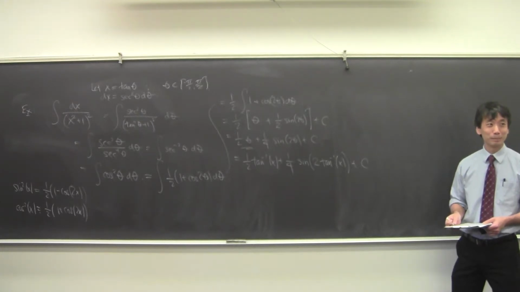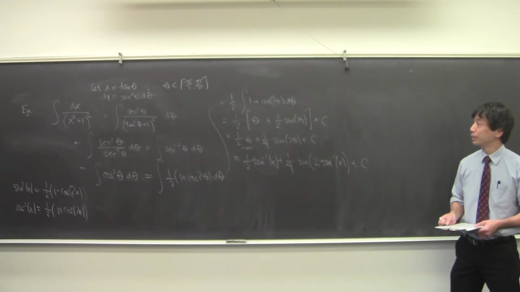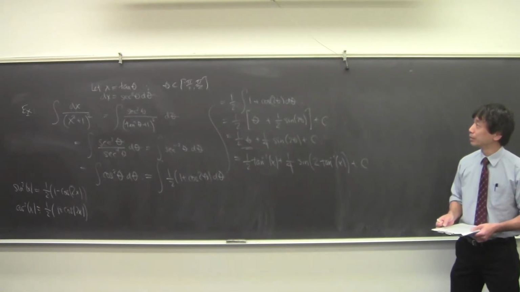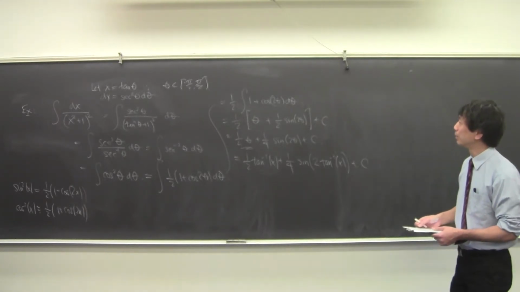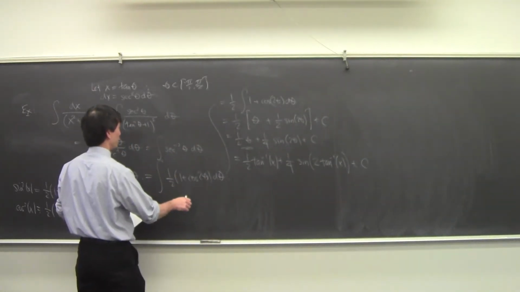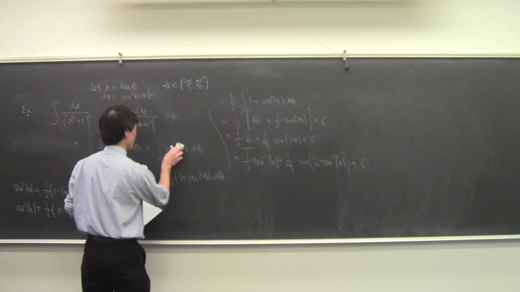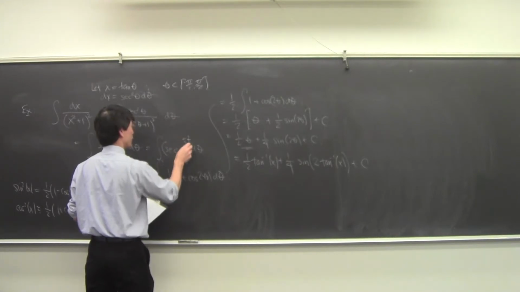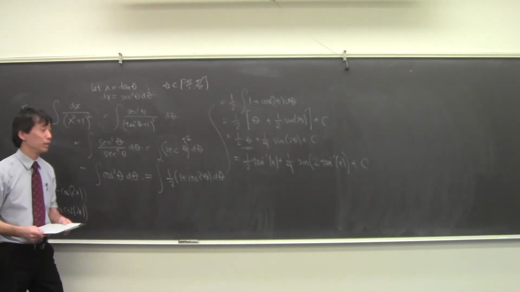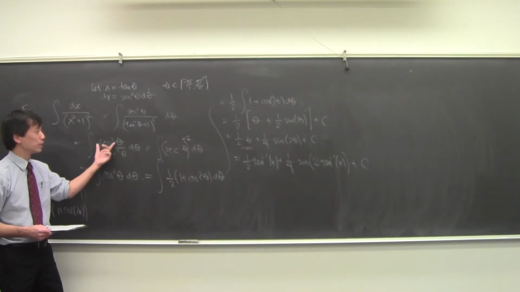Could you briefly go over how you got from inverse secant squared, like arc secant squared, to cosine squared? That's not arcsecant. That's secant to the negative 2. Yeah, maybe I should not write it like that since it's so confusing. That's secant to the negative 2, because I had secant squared over secant to the 4th. So I get secant to the negative 2.